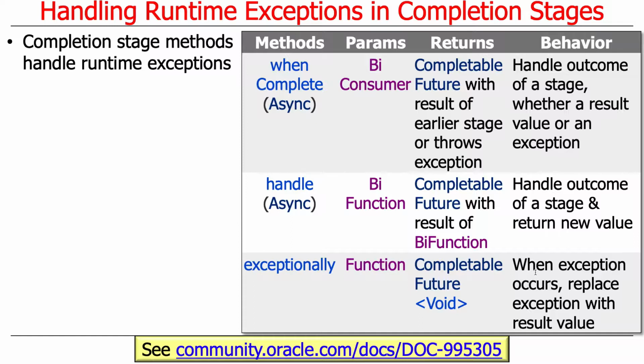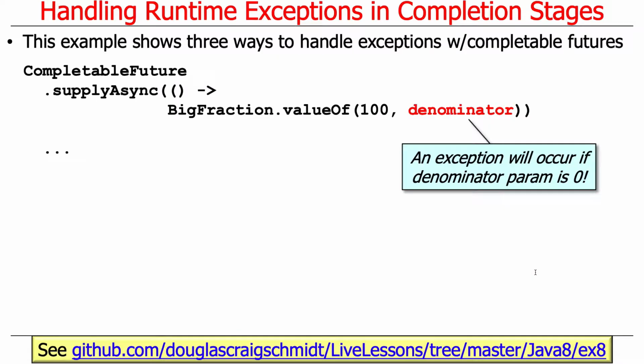It turns out that there are actually 5 exception-oriented methods in Java completable futures. 2 of them have variants. So whenComplete has a whenCompleteAsync, and handle has a handleAsync. And one of them, exceptionally, only has one implementation. And I'll talk about all these things in a second. This just gives you the top level view, and I'll show you examples of them all. So I'm going to use the following simple example that actually is demonstrated here in the ex folder in my GitHub repository to show these different ways of handling exceptions with completable futures.